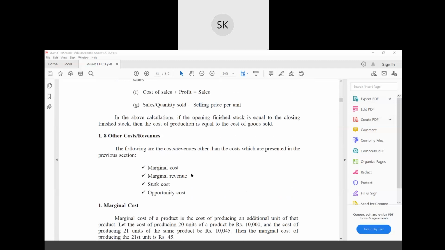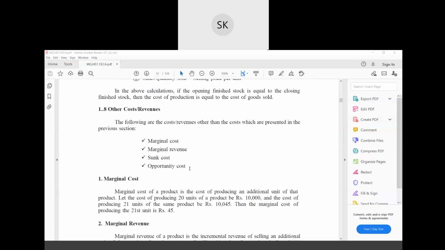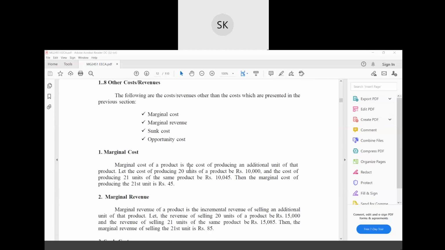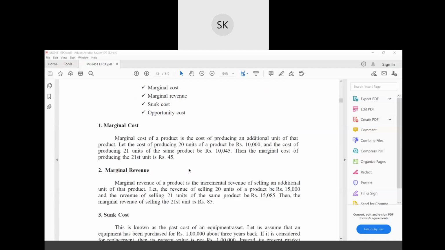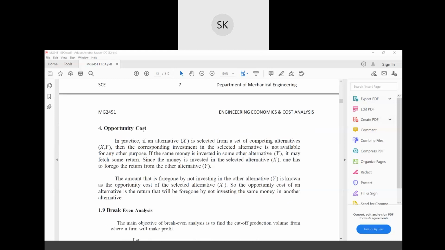Then we studied marginal cost, marginal revenue, sunk cost, and opportunity cost. Remember or not? Marginal cost, marginal revenue, sunk cost, and opportunity cost. Any doubts from this part? Till here, opportunity cost. Any doubts?